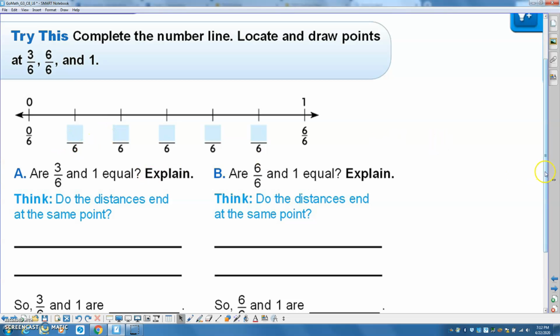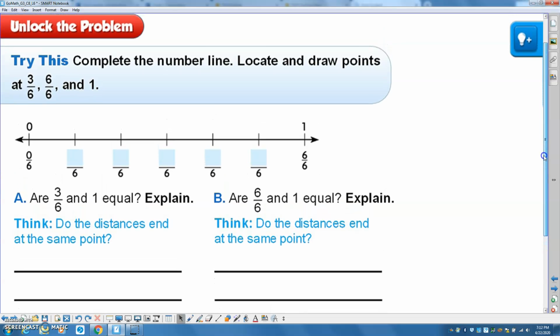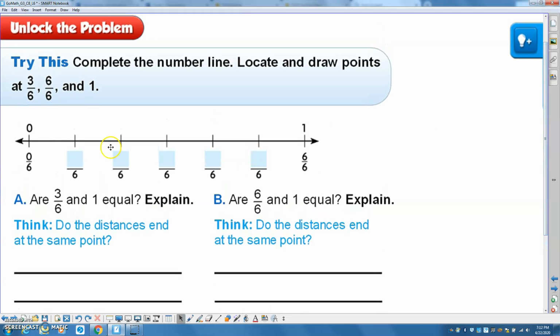I'm going to move it down just a little bit here. Need this part down here. All right, so we know that the very beginning of our number line is always 0. So that's going to represent 0, and it's also going to represent the fraction 0/6. So looking at our number line, we have 0 here.